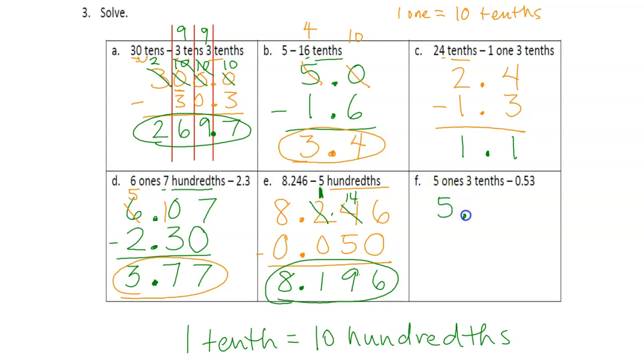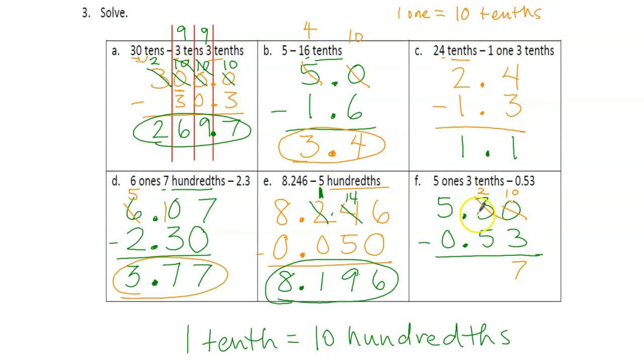Alright, we have 5 ones. F is 5 ones and 3 tenths minus 53 hundredths. I'm going to annex my 0 in my minuend, and now I say, well, 0 hundredths minus 3 hundredths we can't do. Let's go ahead and rename one of our tenths. Now I have 2 tenths left. I regrouped 1 tenth as 10 hundredths. I didn't have any hundredths, so it's just going to be my 10 hundredths that I have now, because we had a 0 there. So now I have 10 hundredths minus 3 hundredths is 7 hundredths.